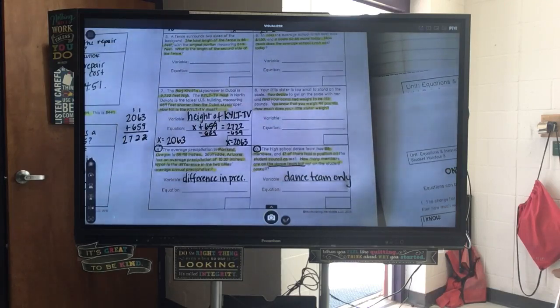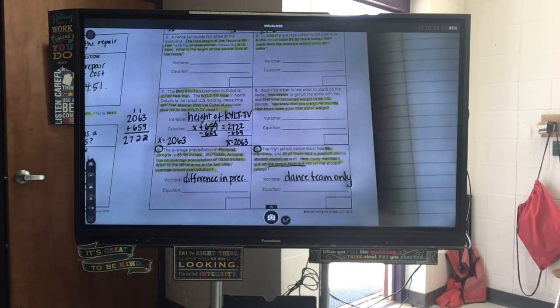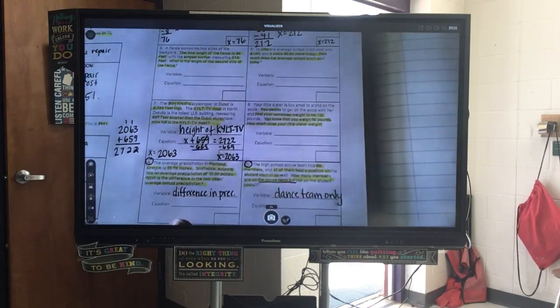Alright, let's go ahead and go over these. So pencils are down, move back to your original seat if you did move. Alright, so looking at number 5, it says a fence surrounds 2 sides of the backyard. The total length of the fence is 86 feet, with the longest portion measuring 51.5 feet. What is the length of the second side of the fence? So what is our variable?